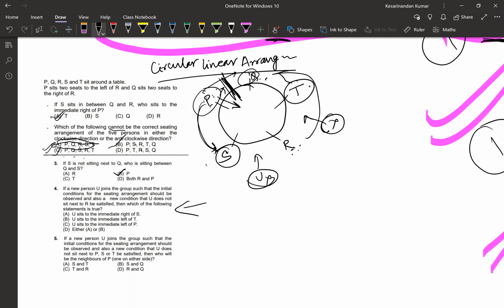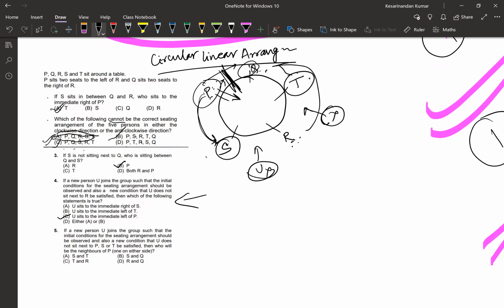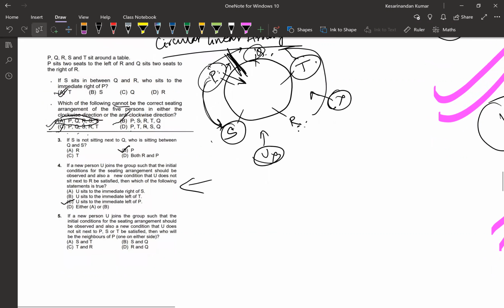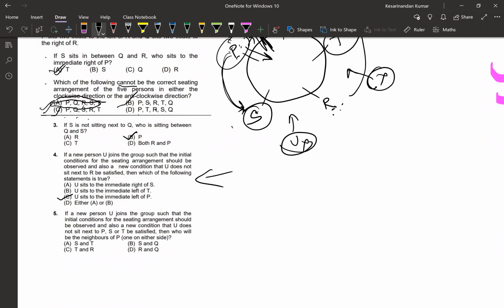Either A or B. No, not possible. Again, the fourth one's answer will be C. Final, same goes for it. Now we observed a new condition. There's a change. U does not sit next to P, S or T.